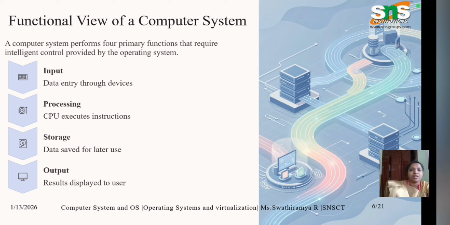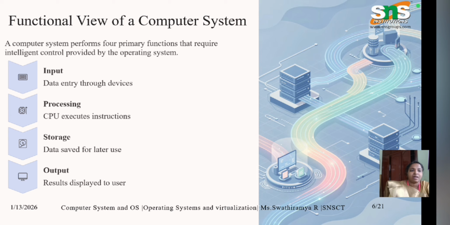Okay, let's get into the functional view of the computer system. A computer system performs four main functions that require intelligent control, which is provided by the operating system. First, it has to get the input, that is data entry through the devices. It has to get the input through some means, and this input data will be processed.